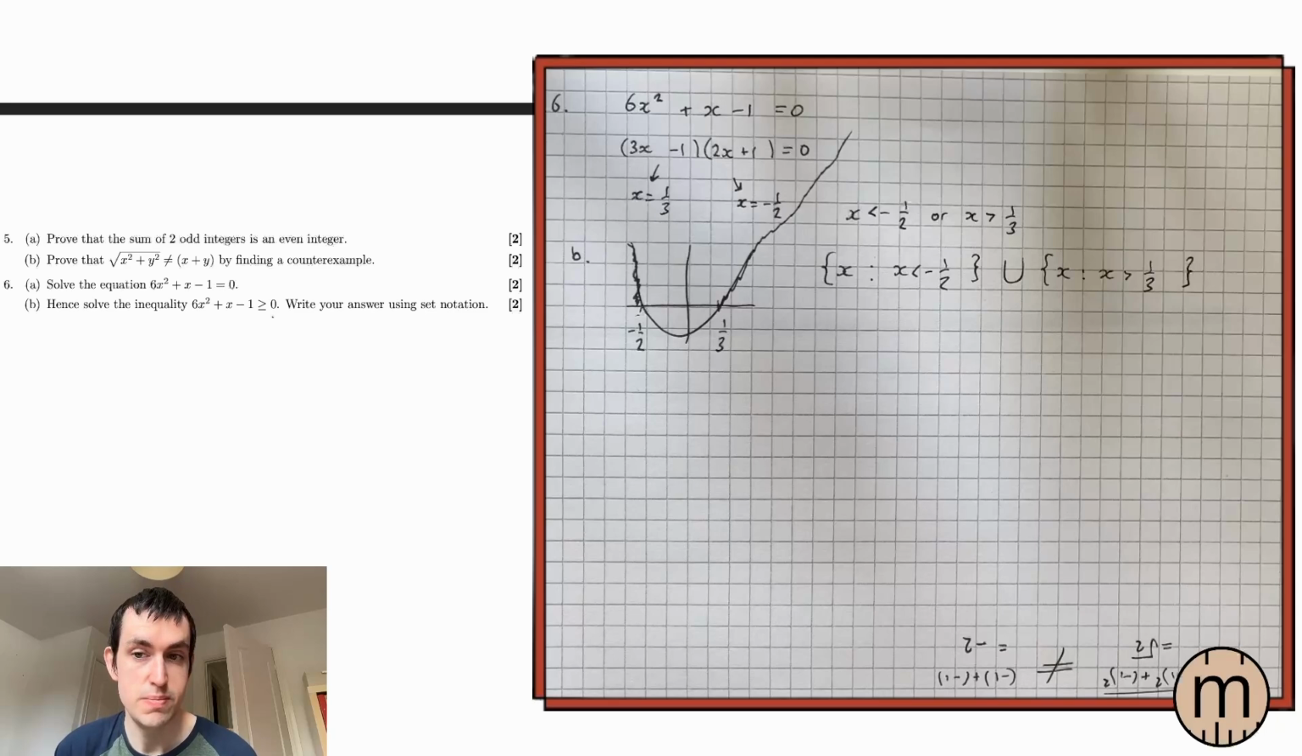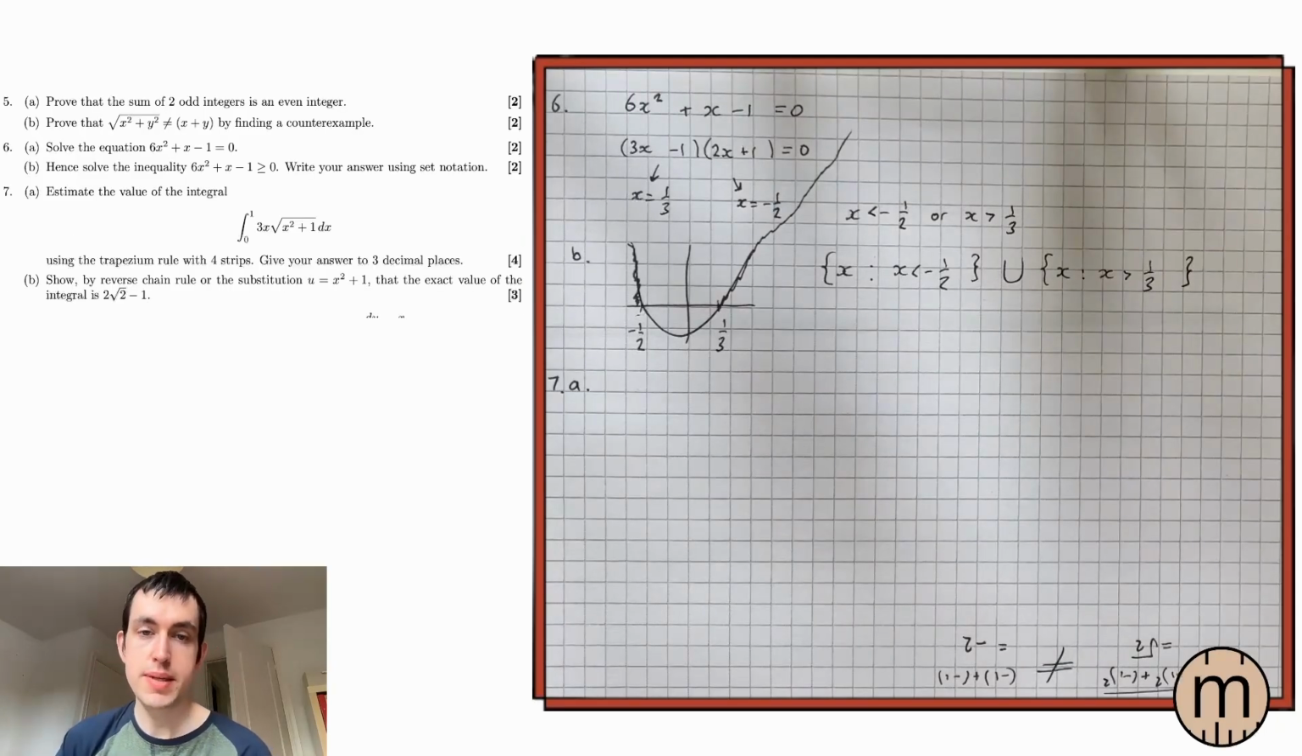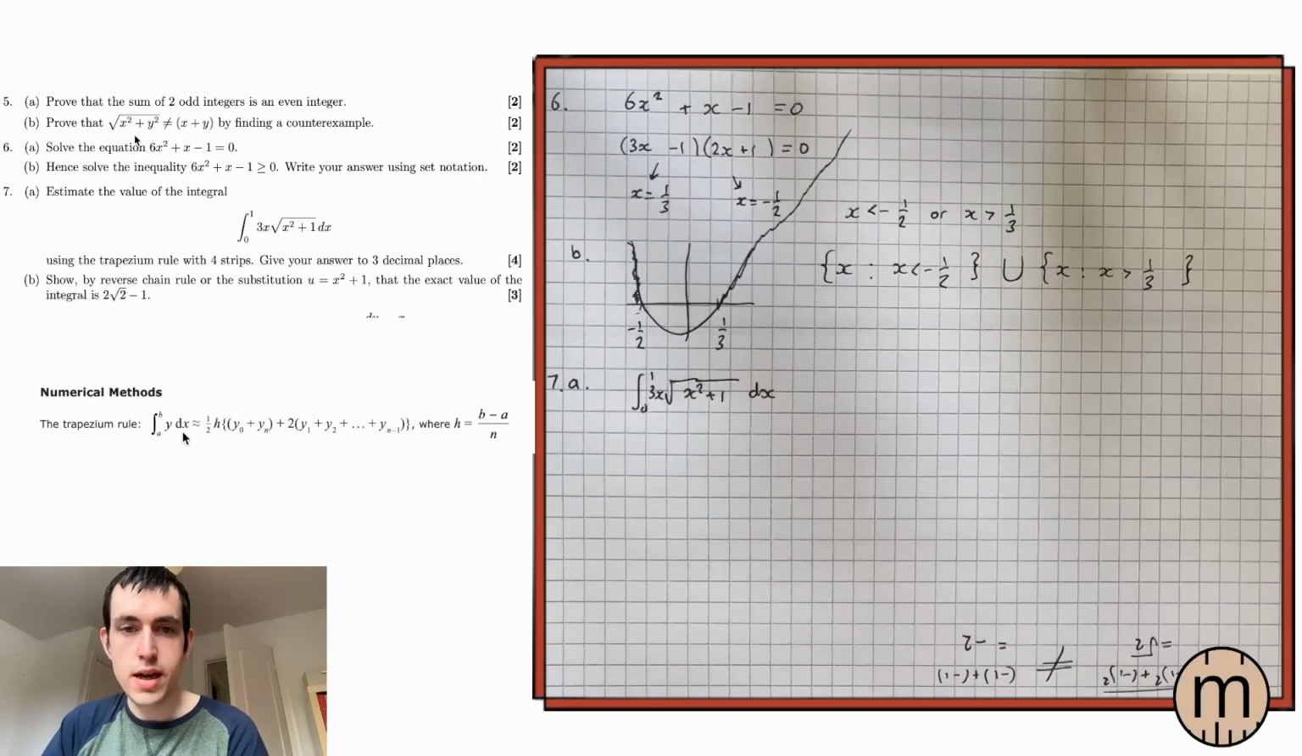and that would be it for our set notation. In question 7, we are asked to estimate the value of the integral by using the trapezium rule. Usually my least favourite subject, because I like exact answers to integrals, but obviously I wrote this question. In order to do this, we need to know the formula. Here we go. Here's the formula.